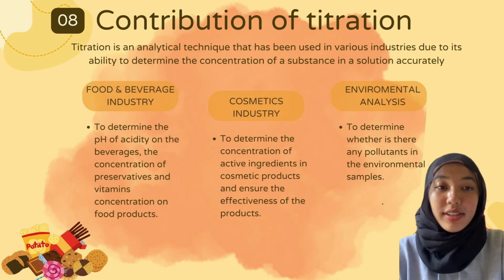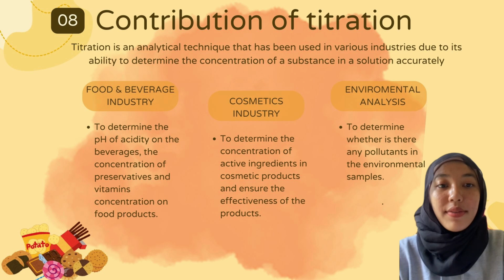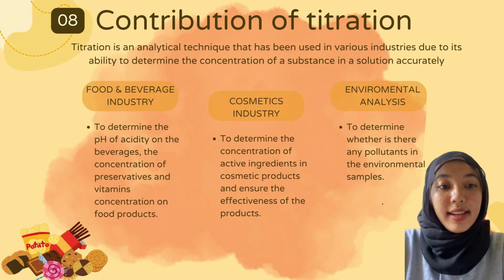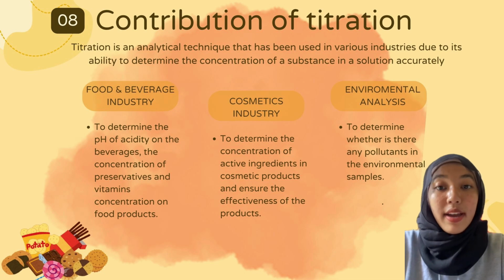Titration is an analytical technique that has been used in various industries due to its ability to determine the concentration of a substance in a solution accurately. For example, titration has been used in the food and beverage industry to determine the pH or acidity of beverages, the concentration of preservatives, and vitamin concentration in food products. Other than that, the cosmetic industry also uses titration to determine the concentration of active ingredients and ensure the effectiveness of the product. Lastly, environmental analysis largely uses titration techniques to determine whether there are any pollutants in environmental samples or not.